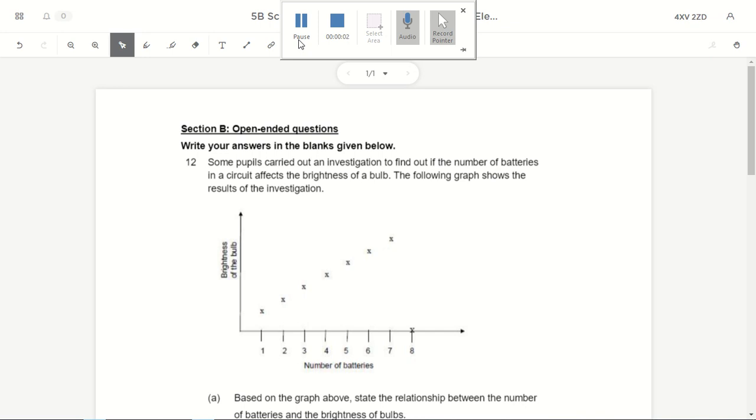Good morning 5B. Okay, today we'll be guiding you through the first open-ended question of the Using Electricity topical worksheet, question 12. And then after that, your homework today will be to complete the rest of the open-ended questions, and we'll go through the answers on Friday.